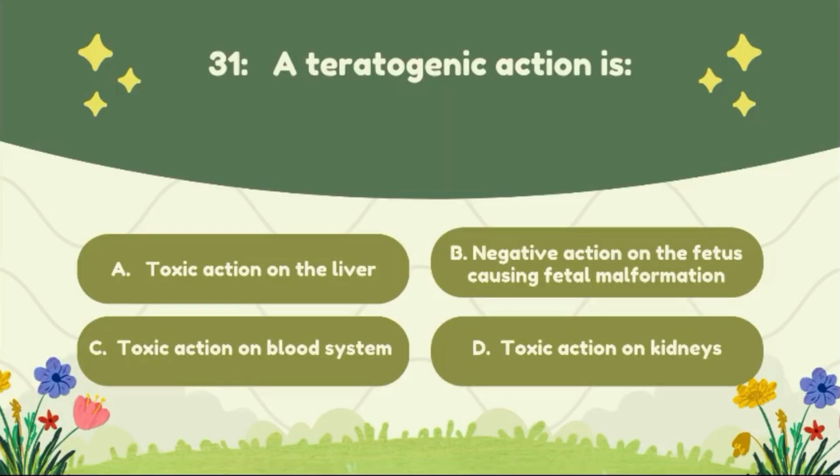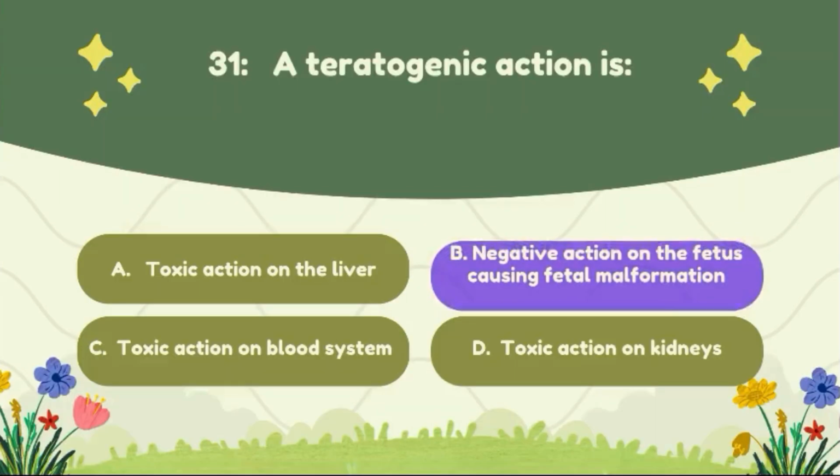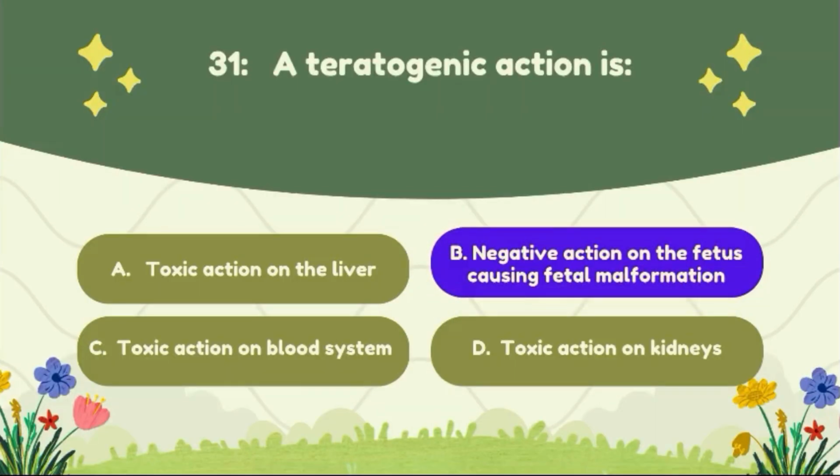Question number 31 is, a teratogenic action is A, toxic action to the liver, B, negative action on the fetus causing fetal deformation, C, toxic action on blood system, D, toxic action on kidneys. The correct answer of this question is B, negative action on the fetus causing fetal deformation.